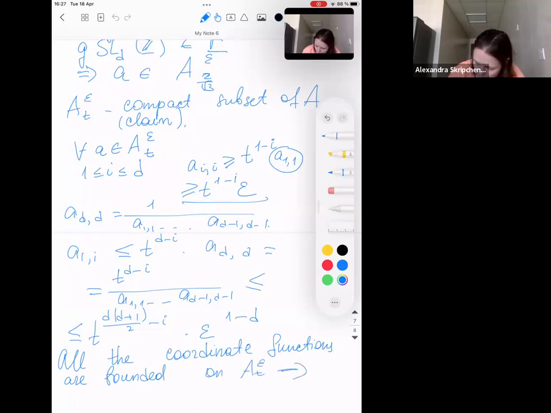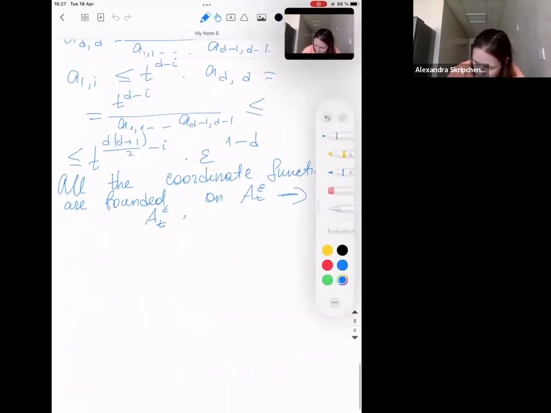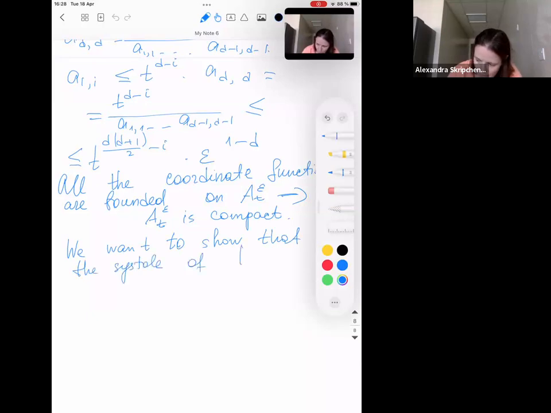So we know that A epsilon T is compact. Now we need to show that the systole of the lattice u_t lambda is not too small.